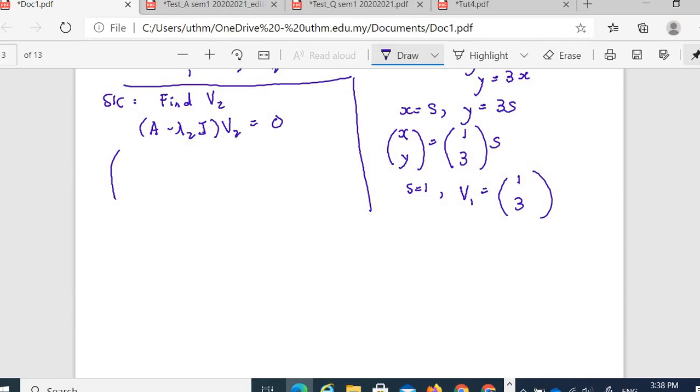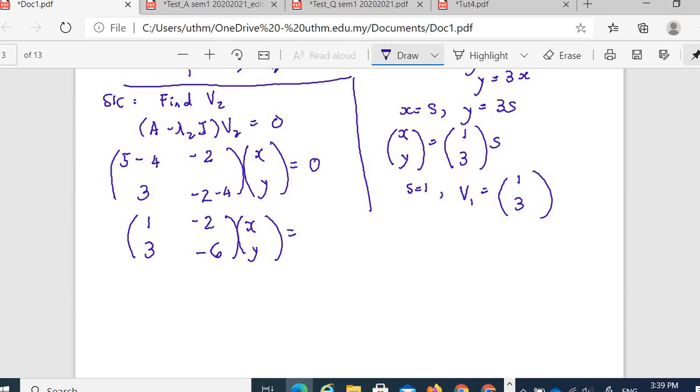In the A we have here 5. Lambda 2 is 4, so 5 minus 4, and then this is 3. This is negative 2, negative 2 minus 4. v2 also we let it equal to x, y equal to 0. So 5 minus 4 is 1. This is 3, negative 2, negative 6.